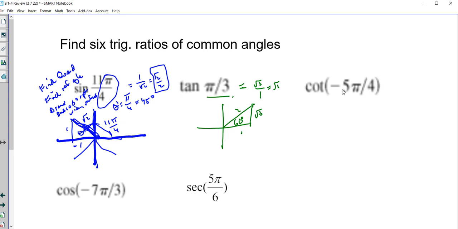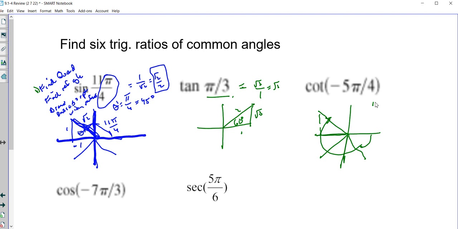Cotangent. Cotangent of negative 5 pi over 4. Well, negative means we're going in the opposite direction. So we've got to find our quadrant first. This is going to be 1 pi over 4, 2 pi over 4, 3 pi over 4, 4 pi over 4, and 5 pi over 4. So negative 5 pi over 4 is going to be in the second quadrant. All right.